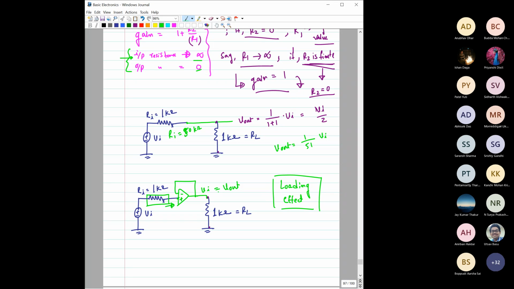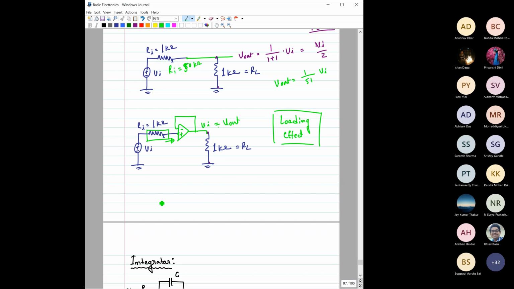Sir, if we are not taking current from the source, then what is the purpose of the source, sir? Okay. What you need is this Vi, this source. You need the same voltage Vi across this load resistance, which you are getting from here, right? So that is the sole purpose of this. And sir, from where will the current come?